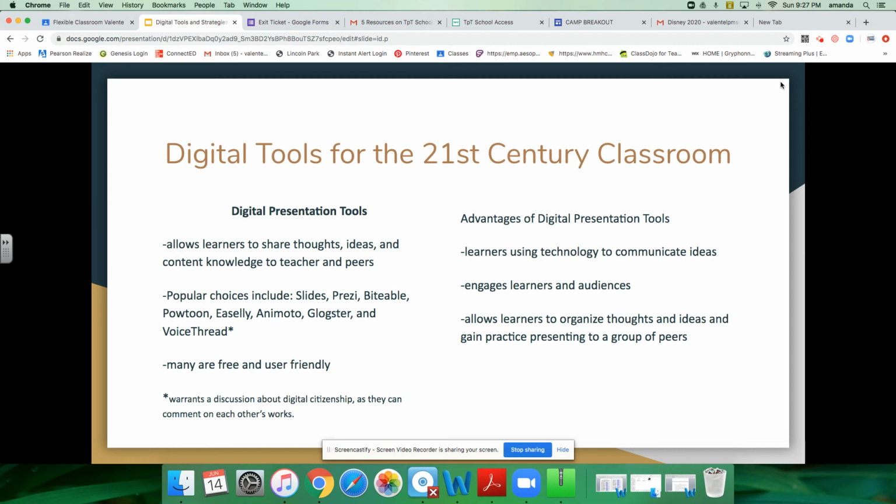The good thing about digital presentation tools is that they're mainly free. I've run into a few glitches here and there, but for the most part, there are free versions of everything that is around. Advantages of these digital presentation tools are learners can use technology to communicate all of their ideas. It can engage the learner, and it also engages the audience as well, who's watching instead of just listening to someone talk. And it allows the learner to put their ideas and thoughts down and organize them in a great way and present to their peers as well. Presenting is also part of the Common Core.